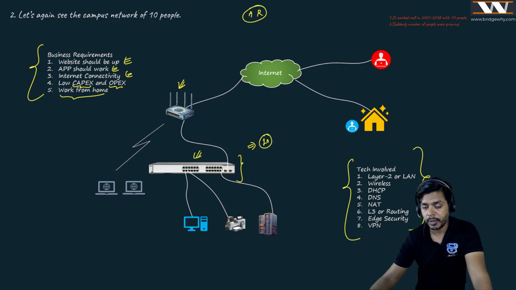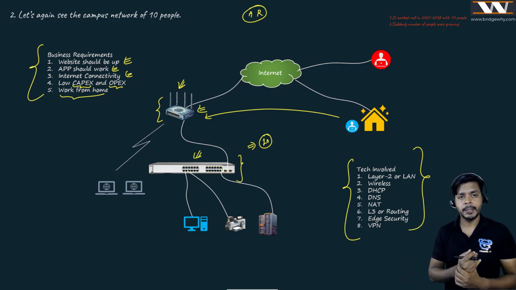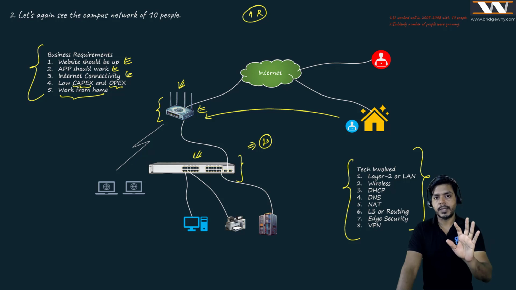You know a little bit of routing, because sometimes we need to configure a few routes here also. You know a little bit of edge security also, which means we can create some access lists or firewall rules in this little router. And he knows how to make this router a VPN head end also. What is the meaning of VPN? We will be talking about it. Now, this was a very good network with respect to 10 people.